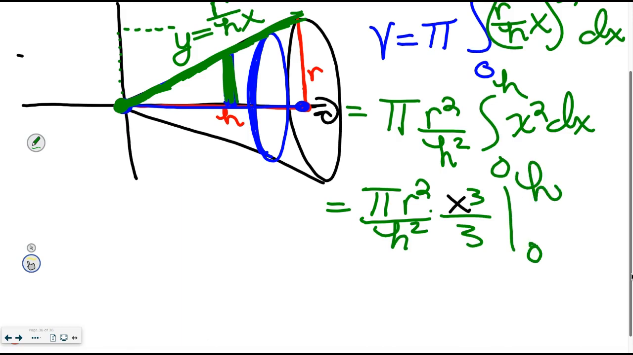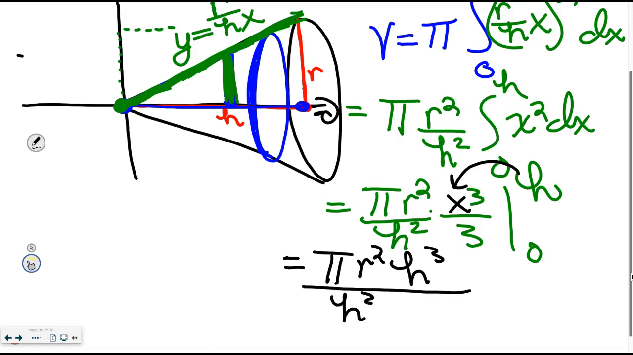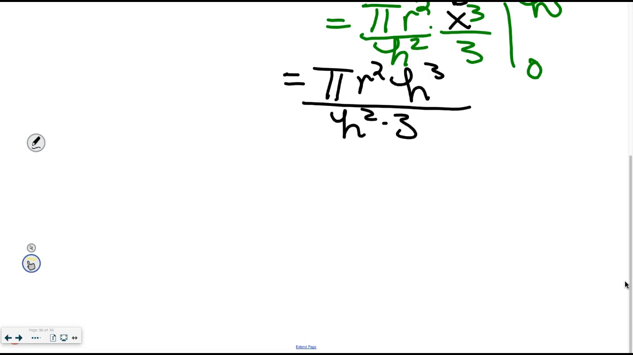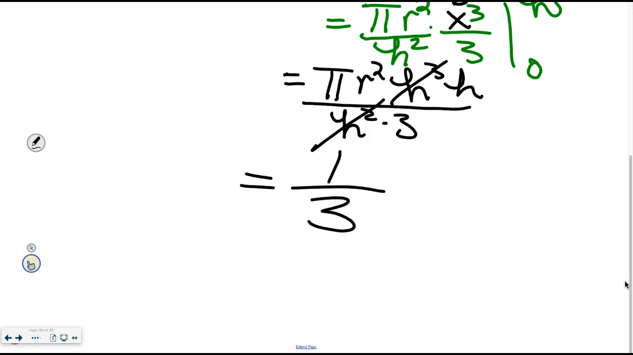Fundamental theorem of calculus, you put the top boundary in first, subtract off what you get when you put in the bottom boundary. Bottom boundary is 0, so I'm just going to deal with the top boundary. It'd be pi r squared h cubed over h squared times 3. Now when I clean up that antiderivative, I end up with pi r squared h over 3, also known as the volume of the cone, pi r squared h with a third multiplier in front of it.